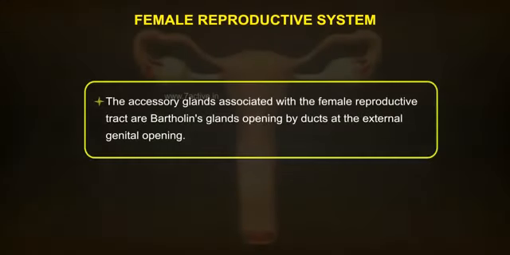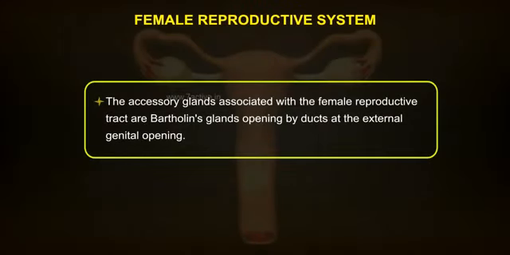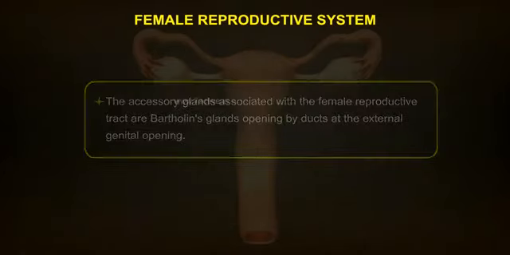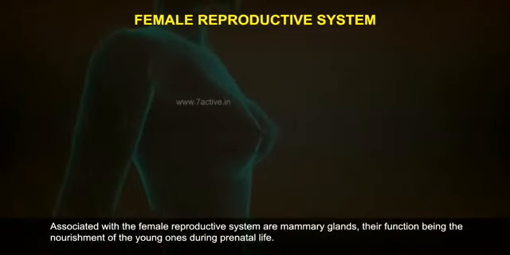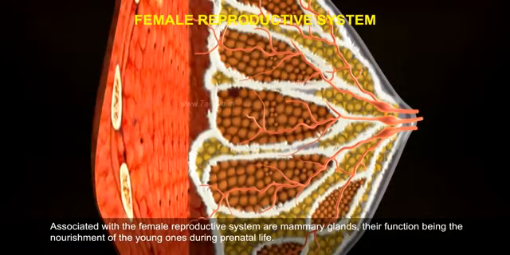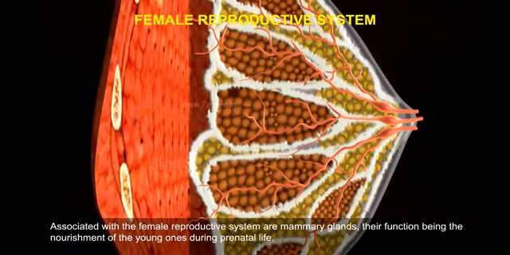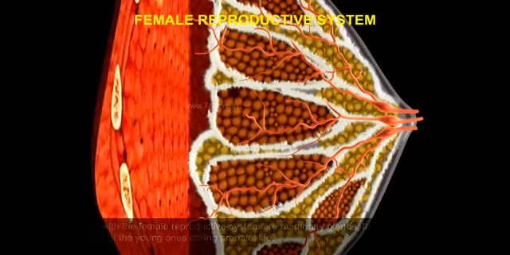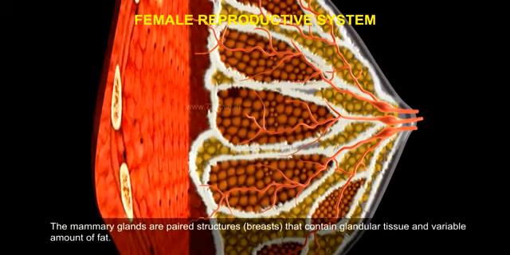The accessory glands associated with the female reproductive tract are Bartholin's glands opening by ducts at the external genital opening. Associated with the female reproductive system are mammary glands, their function being the nourishment of the young ones during prenatal life. The mammary glands are paired structures, breasts, that contain glandular tissue and variable amount of fat.